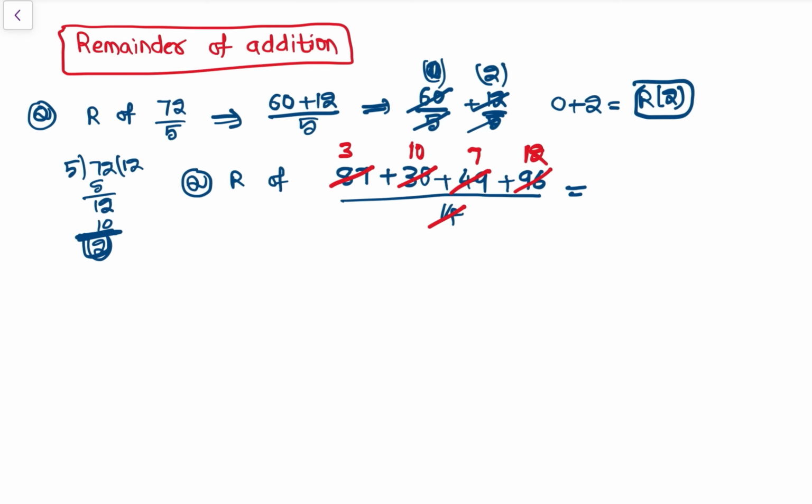14 6s are 84, so remainder is 12. Now add these remainders. See, this is 13, 20, 32 upon 14. Now look, again remainder 32 cannot be, because remainder always has to be less than 14. So divide by 14 again, 14 2s are 28, so remainder is 4. So overall remainder is 4.